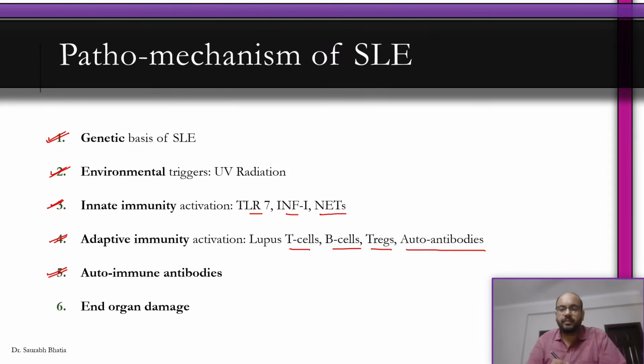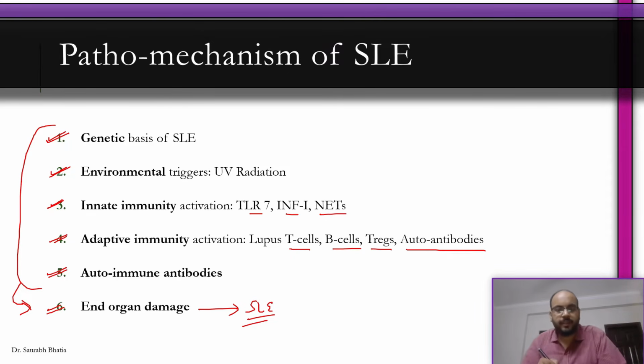Autoimmune antibodies, and we'll discuss very shortly about dsDNA and all the antibodies, but we went into much detail in our last week's lecture on anti-nuclear antibodies. And then all ending in end organ damage. So all of these factors lead to end organ damage, and that is what clinically we term systemic lupus erythematosus. Clear? So let's discuss each of these aspects separately.